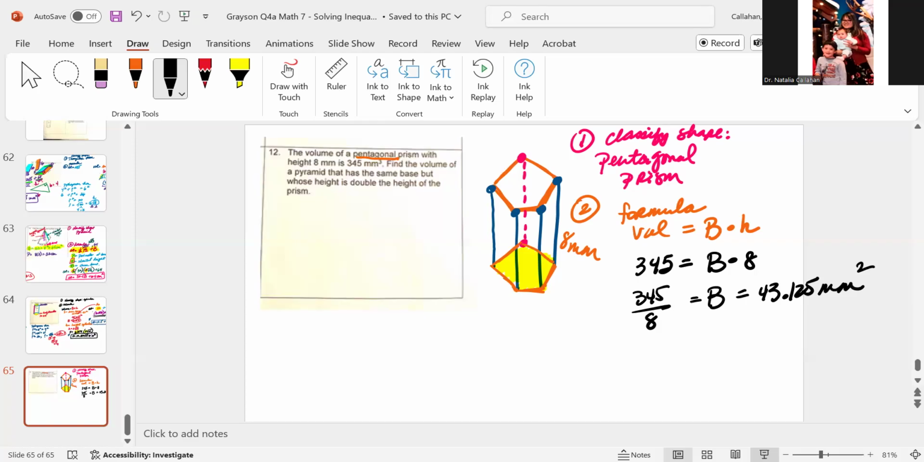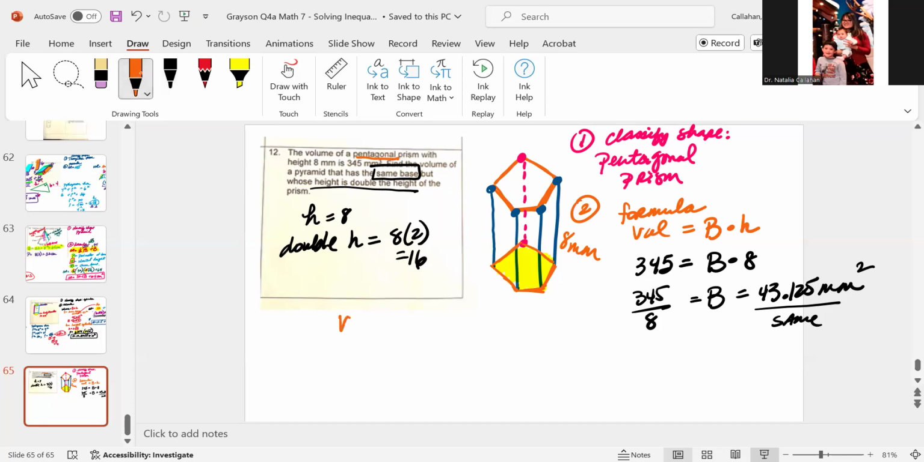Okay. So the question is find the volume of the pyramid that has the same base. Same base, so this is the same, right? The only difference is the height is double. If the height is 8, what is the double height going to be? Double height is going to be 8 times 2, which is? So here we go. Here's the volume of the double height. This is what you're trying to find, right? Because the question says, find the volume of the pyramid that has the same base, but whose height is double, right? Same thing, base times height, same formula, right? Your base is the same.